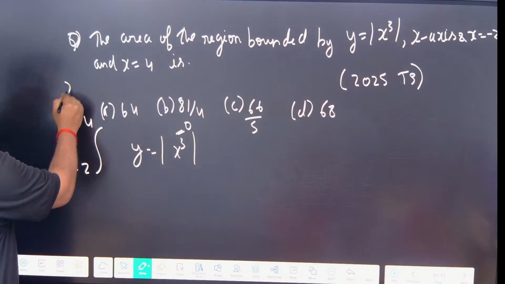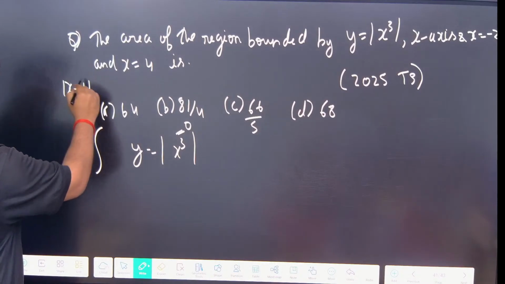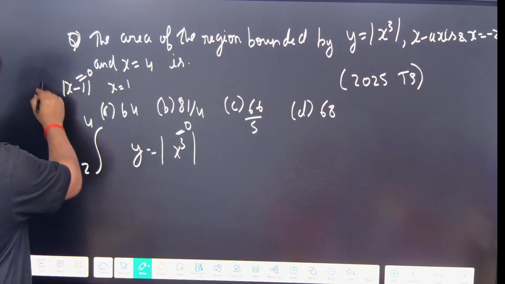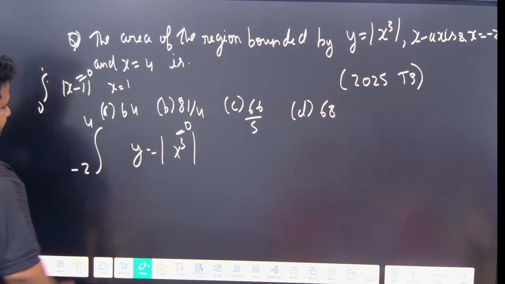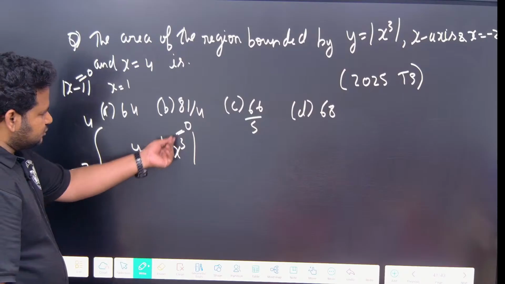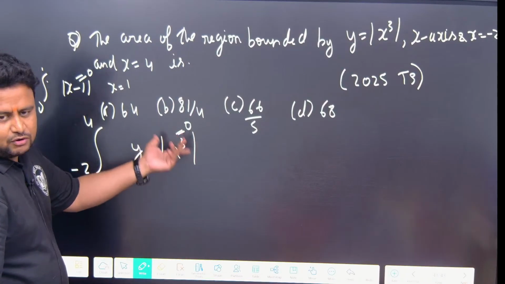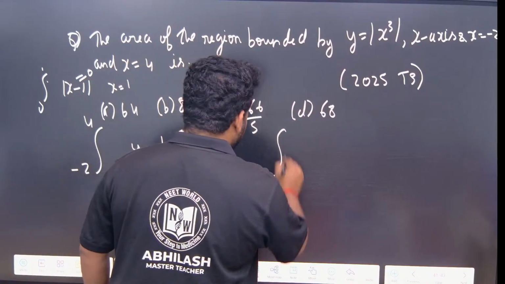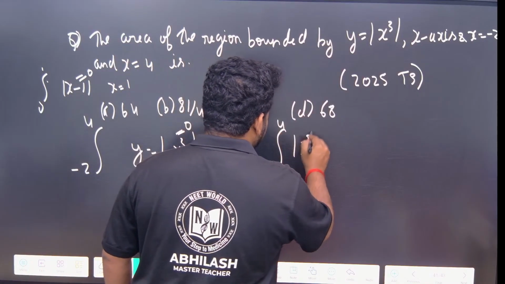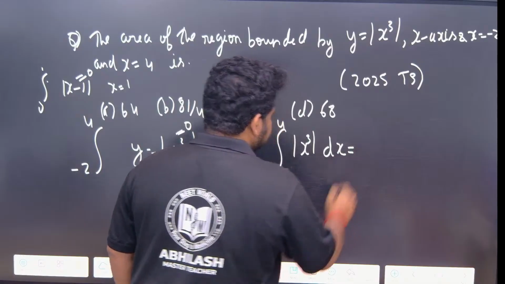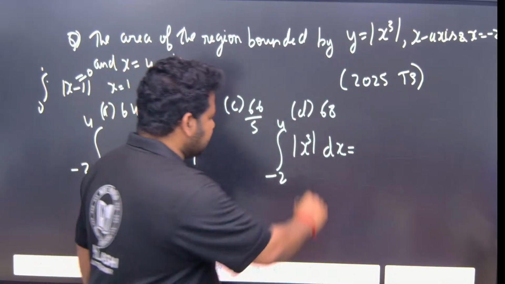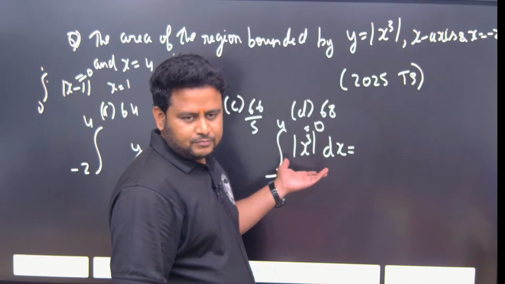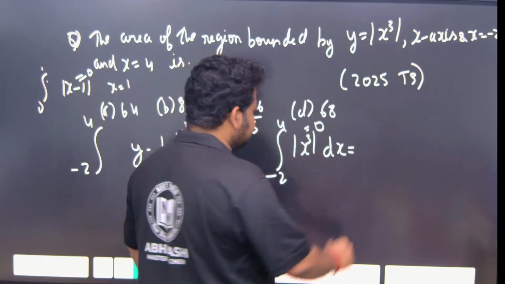If I was getting mod of x minus 1, I used to take x is equal to 1, so the function will split from 0 to 1 and 1 to something. Here x cube is equal to 0 means the function is splitting at 0 only. So first I have the integral from minus 2 to 4 of mod x cube dx. This I have to split, so I will equate it to 0. If x cube is 0, then x is also 0.